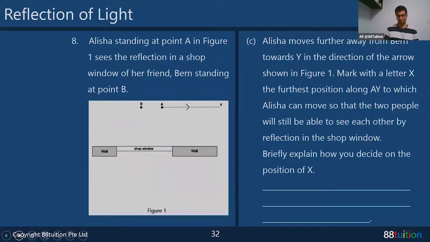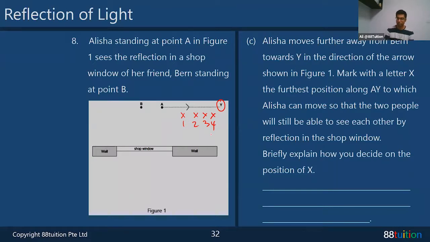And then this question is interesting. Alicia moves away from Bern. Can you see she's moving? She moves to a position Y now, a new position. In the diagram, you're supposed to mark with the letter X the furthest position along AY to which Alicia can move. That means how far can she move? Can she move till here, till here, till here, or till here? 1, 2, 3, or 4.